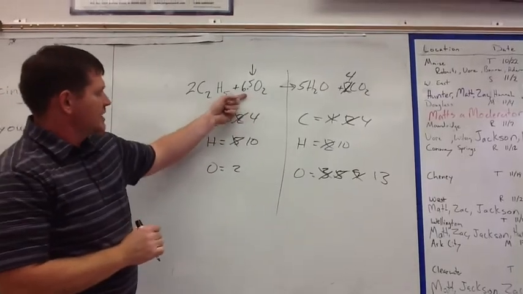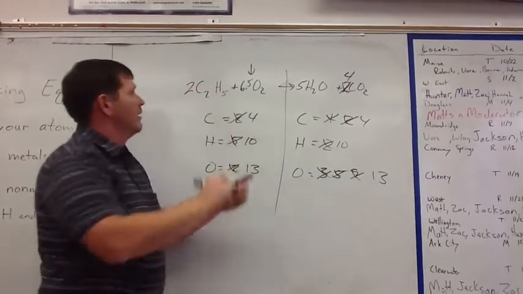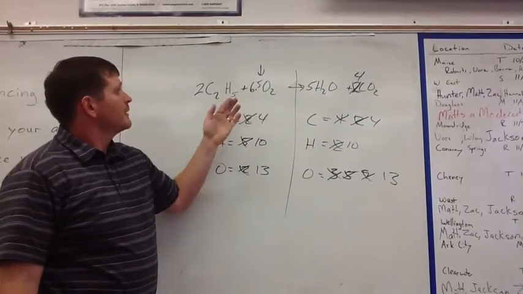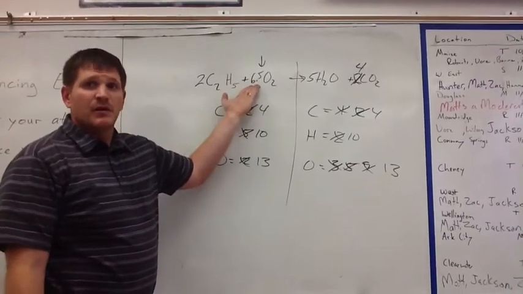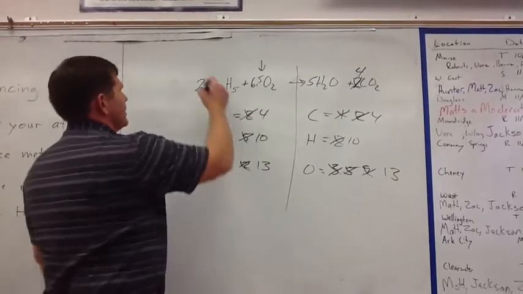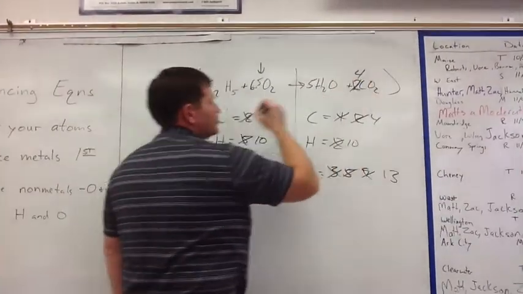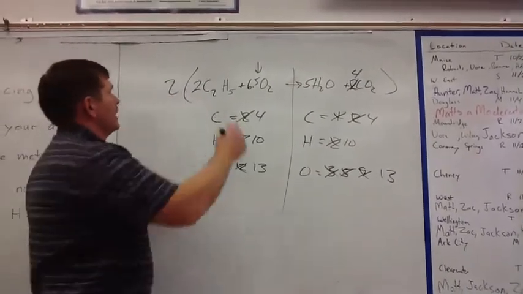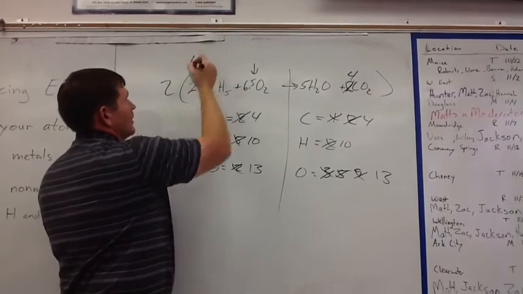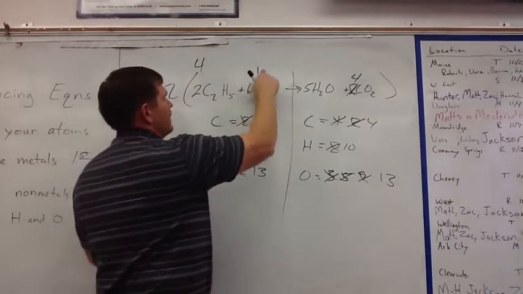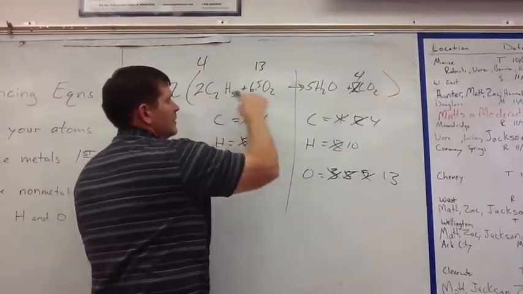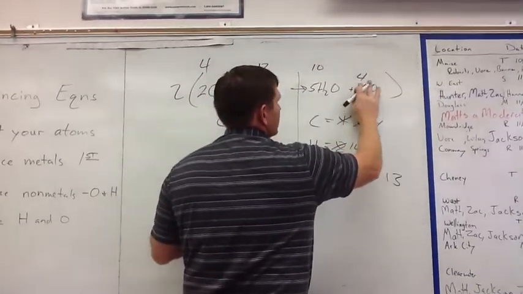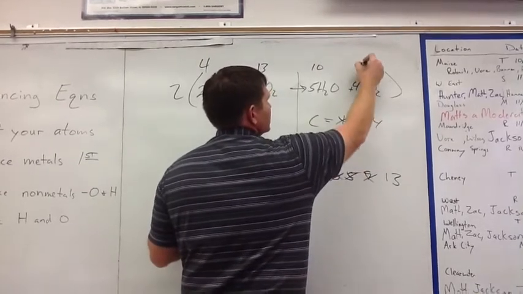But then you say, hey, wait a second, Mr. Brewer, that number has to be a whole number. Now, how am I going to get this to be a whole number? I multiply everything times 2. So, if I take 2 times 2, that number becomes 4. 2 times 6.5, that number becomes 13. 2 times 5, that becomes 10. And then 2 times 4, this number becomes 8.